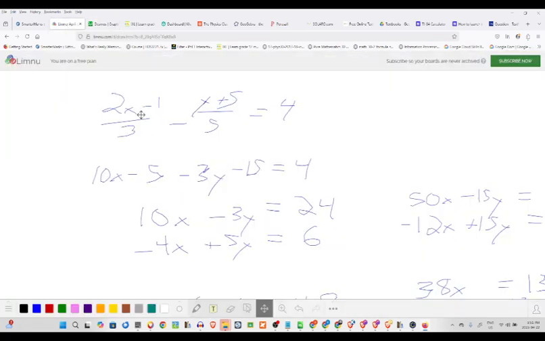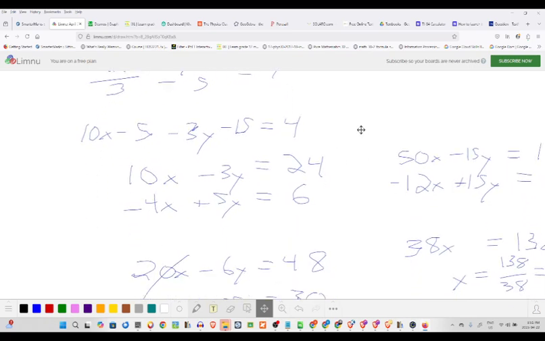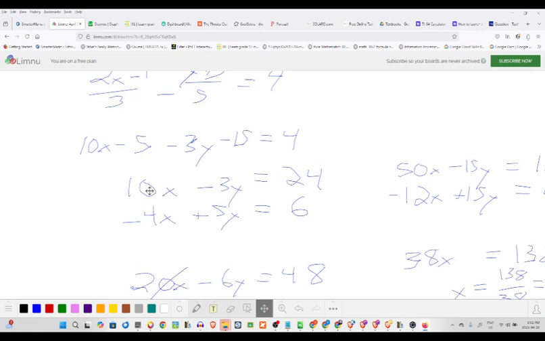Okay. So double check that. 11 would make that 22 minus 1. Yes. So 21 over 3 is 7. 15 over 5 is 3. 7 minus 3 is 4. So that one checks out. Our negative 4x, negative 44, right, plus 50 is 6. Yes, that checks out. So here if we have 11.